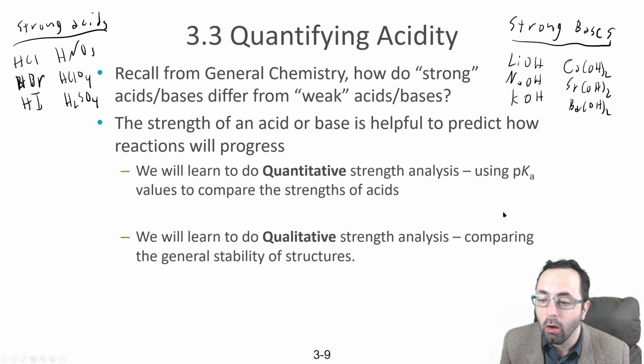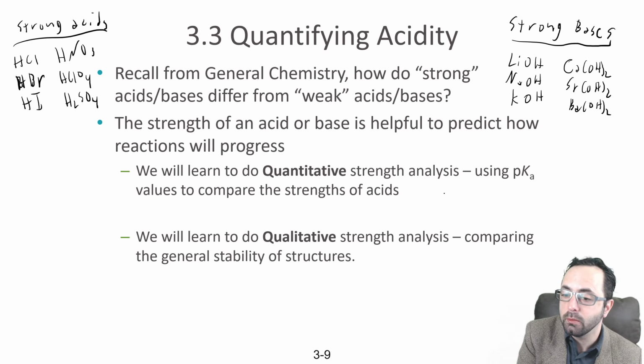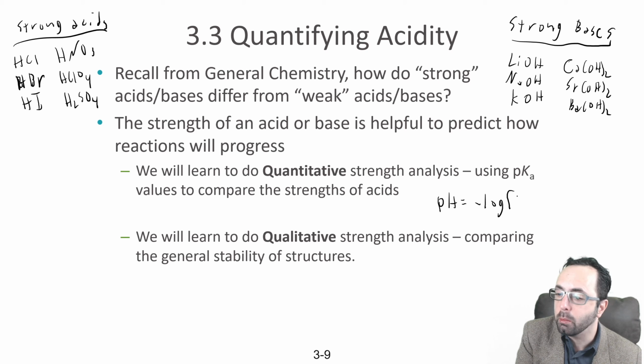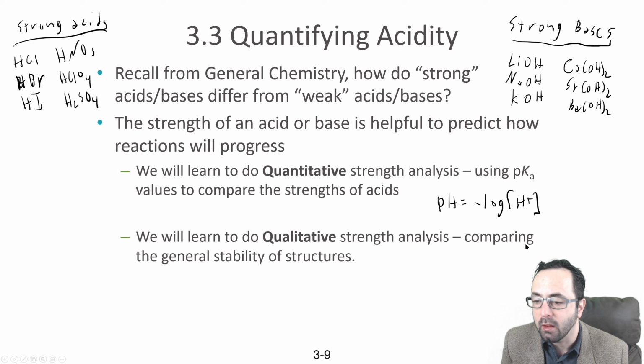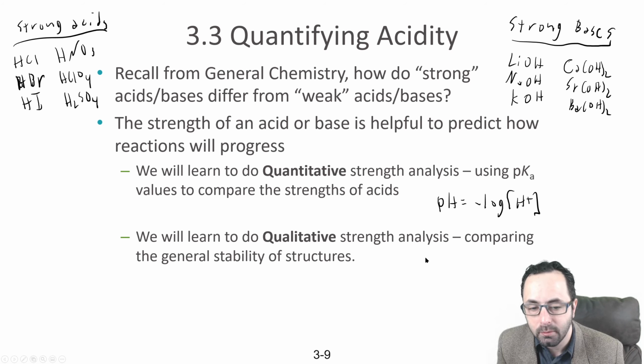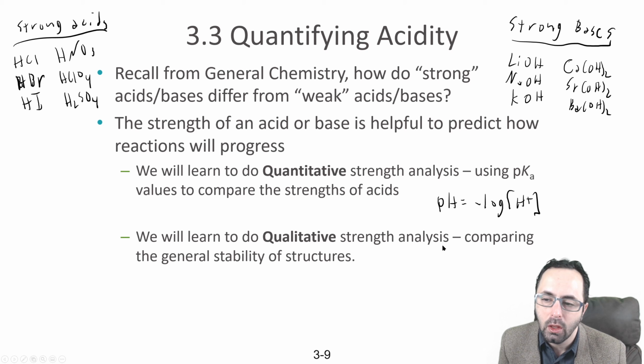And you may recall that like pH is the minus log of the H plus concentration, for example, right? And likewise, a pKa is going to be the minus log of the Ka. We'll also do qualitative analysis by comparing the structures, so that even if we don't have the pKas available, we should be able to determine the relative strengths of acids anyway.